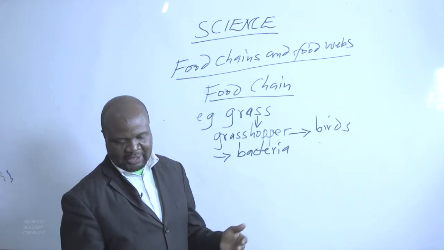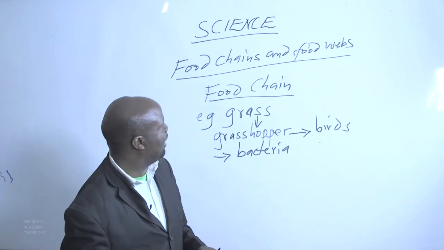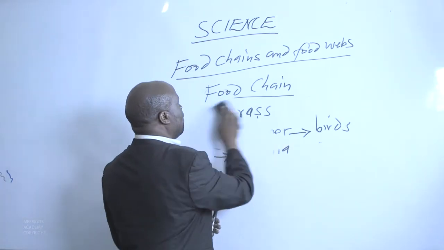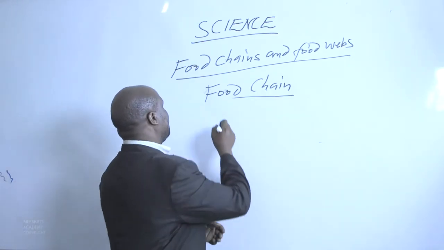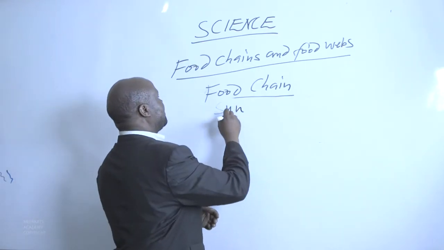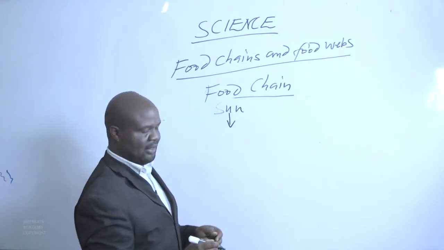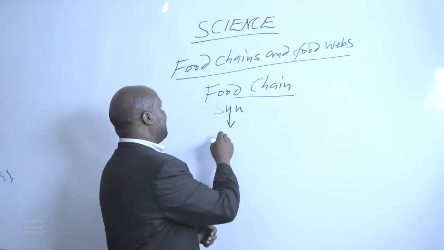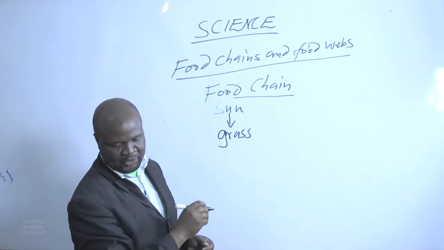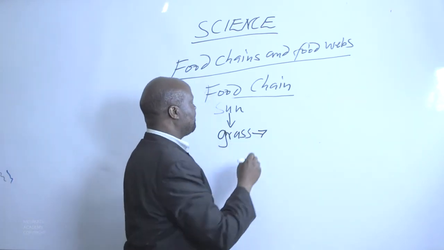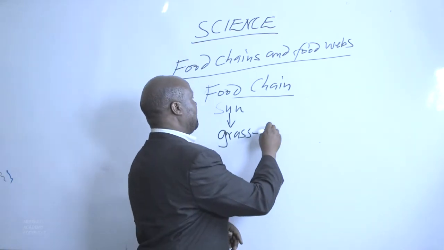Now, summarily, we can give an example of this relationship. We can say we have the sun. The sun is not an organism, but it produces light. When the sun produces light, that light is trapped by grass. And then the grass will be eaten up by the grasshoppers.